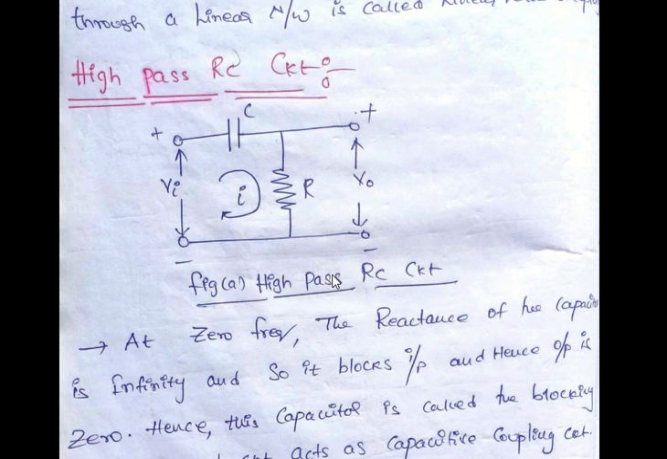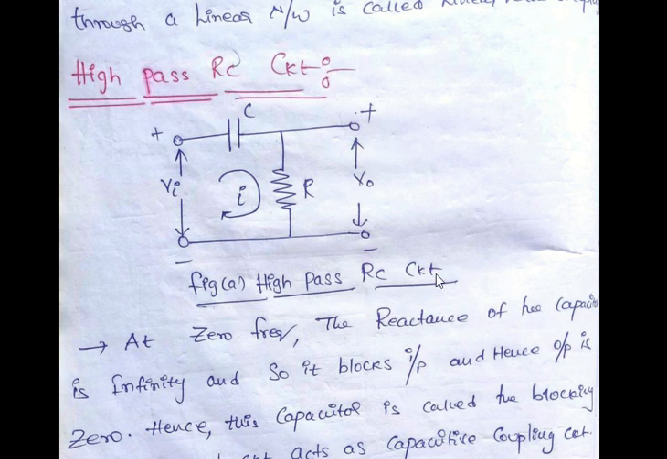This is the basic circuit diagram of the high pass RC circuit. It consists of a resistor and a capacitor. Here the input signal is applied to the capacitor and the output is taken across the resistor. Here Vi represents the input signal, V0 represents the output signal, and I represents the current flowing through the circuit.